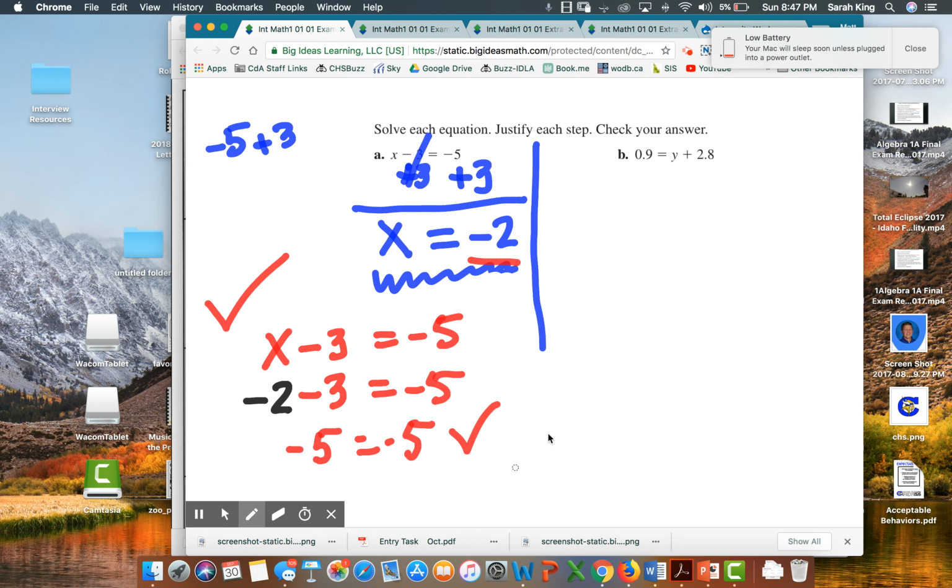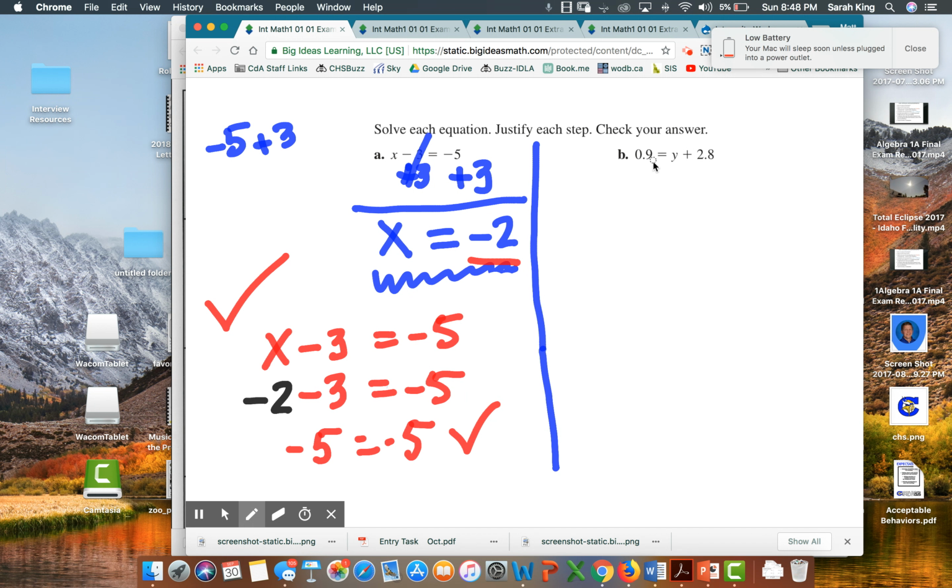Now, if it doesn't check, then you've made a mistake. You can do that checking arithmetic pretty quickly, and it's just wise to do every single time. Sometimes I require it in the directions. It says right up here, check your answer, right? And so let's do one more.